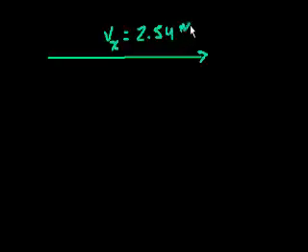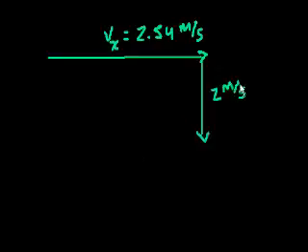So for B, we learned that in the x direction, its velocity is equal to 2.54 meters per second. And in the y direction, it was moving down. We could write this as minus 2, but I'll just write this as 2 meters per second downwards. Same thing. Minus 2 up is the same thing as 2 meters per second down.